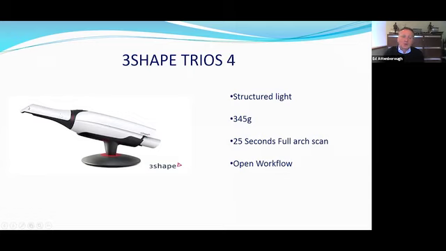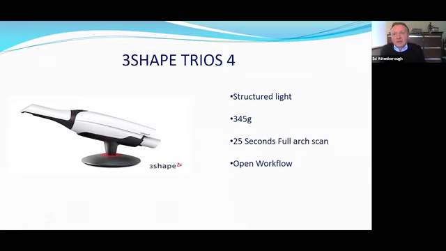Quite nice with this periscope design, in common with all of them, that the sleeve is removable, so you can take the sleeve off and autoclave it, sterilize it. So that's quite a nice modular design, and I think all of the scanners have settled on that design now with a removable sleeve, and you can get different sizes of tip on the wand as well, depending on the scanning indication. 345 grams, so a little heavier, in between the Medit and the iTero. 25 seconds for a full arch scan, so it's quite fast.